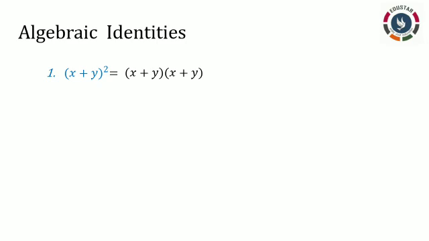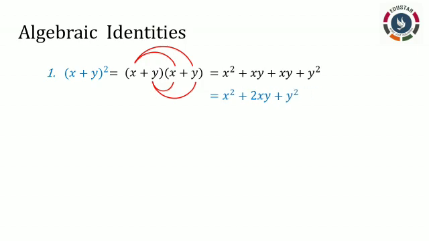This is of which format? Binomial. So, binomial into binomial. You know how to multiply a binomial into binomial, right? So, use that multiplication. We will get x square plus xy plus xy plus y square. Finally, our answer will be x square plus 2xy plus y square. So, we can tell x plus y the whole square is equal to x square plus 2xy plus y square.